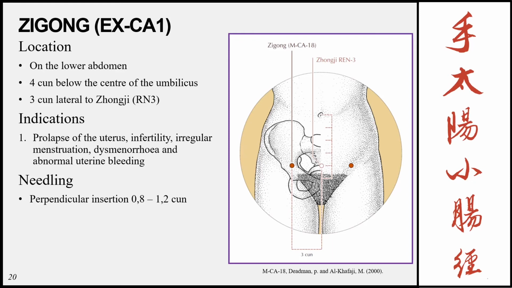This point is on the lower abdomen, 4 tsun below the center of the umbilicus. So here's the umbilicus. We're going to go 1, 2, 3, 4 tsun, which is level with Ren 3. And then we've got to go 3 tsun lateral to Ren 3, and that's over here. This point can be used locally for prolapse of the uterus, infertility, irregular menstruation, dysmenorrhea, and abnormal uterine bleeding. Our needling is perpendicular, 0.8 to 1.2 tsun.